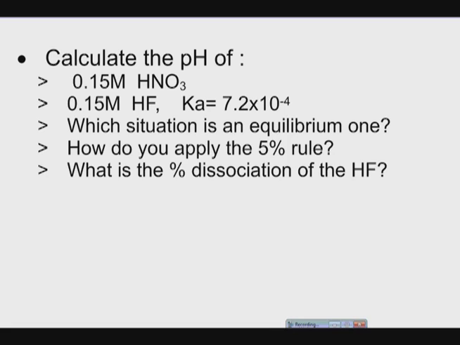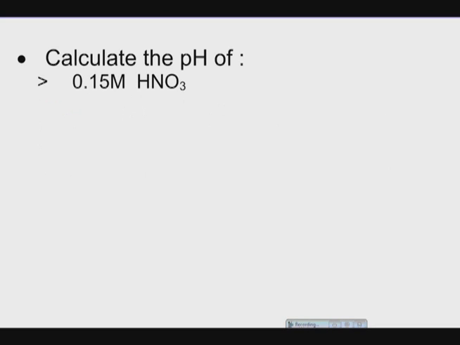There is a typo. This is at the end of your note sheet that you got yesterday. That is supposed to be a 1.5 molar solution. But these are kind of typical things. Calculate the pH of a couple acids, when you're talking about equilibrium, using the 5% rule and calculating a percent dissociation. So let's get to it.